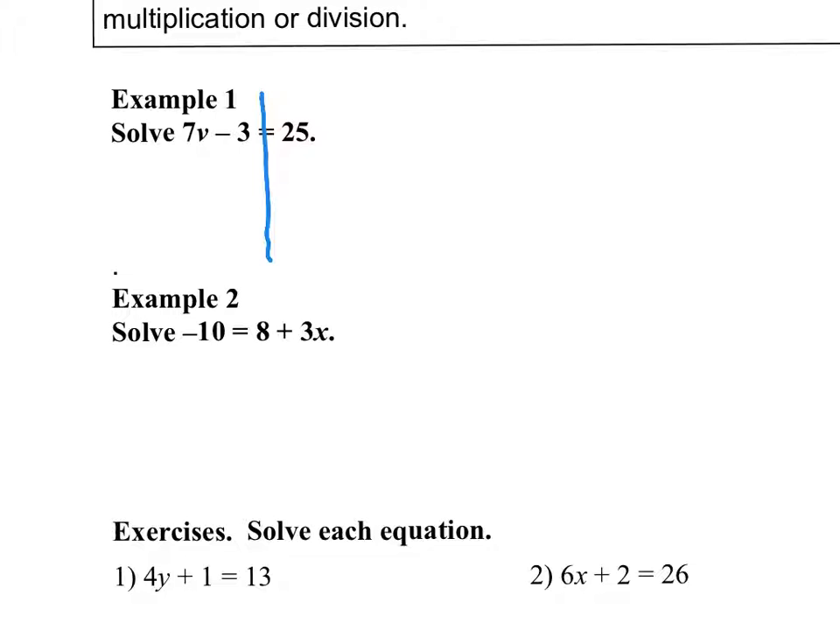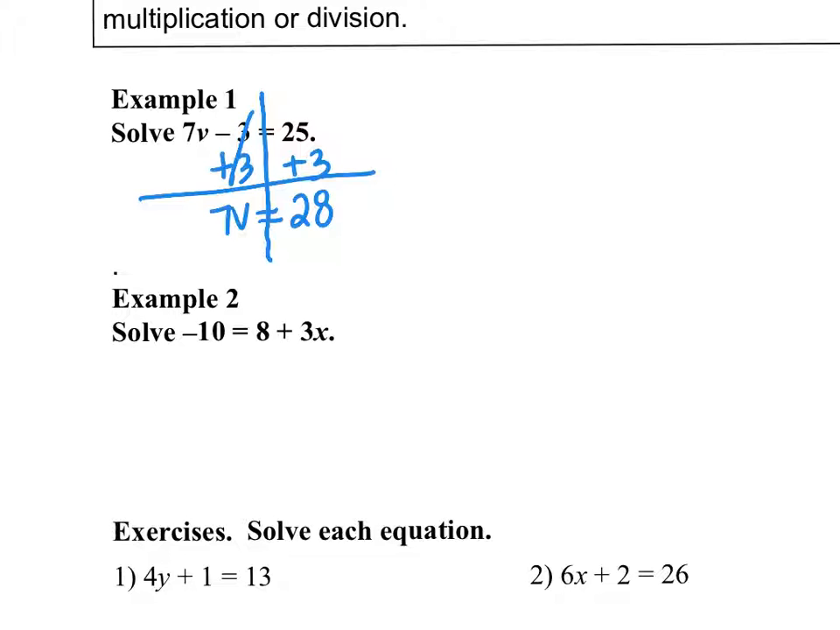So the opposite of minus 3 is what? Plus 3. Okay, so plus 3. So we have 25 plus 3, which is 28. And then 7v equals 28. So I marked out that 3 because I added 3. Minus 3 plus 3 zeroes out, right? So it leaves me 7v on the left side.